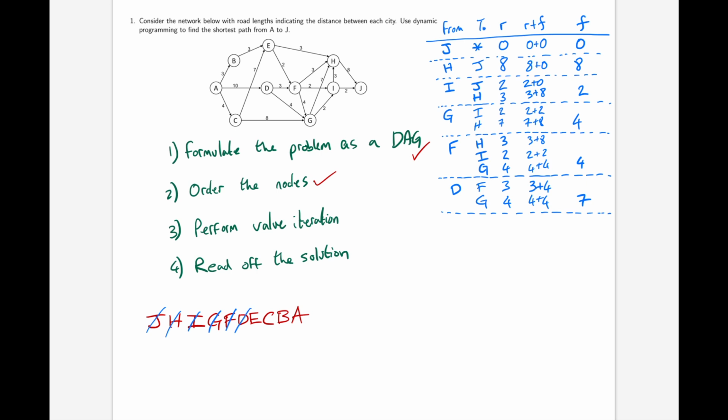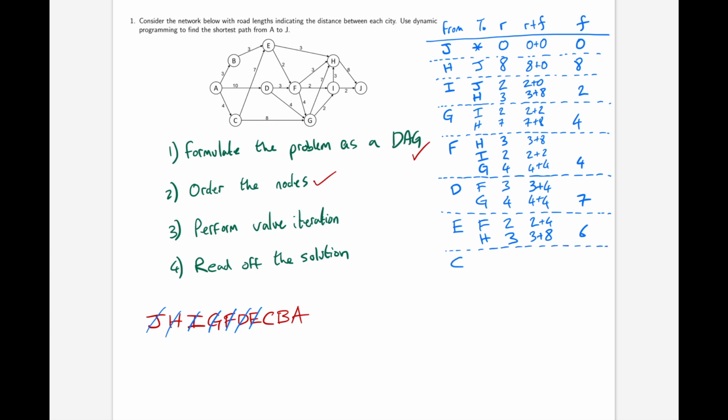Next we'll consider E. There are 2 paths we can take, either to F or to H, with rewards 2 and 3 respectively. 2 plus 4 is 6, 3 plus 8 is 11. 6 is smaller than 11, so E has value 6.